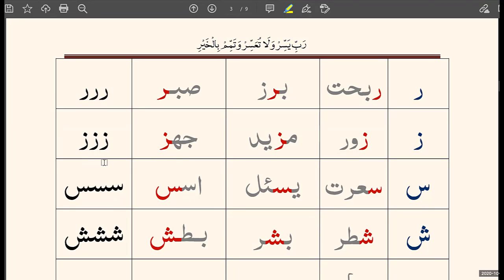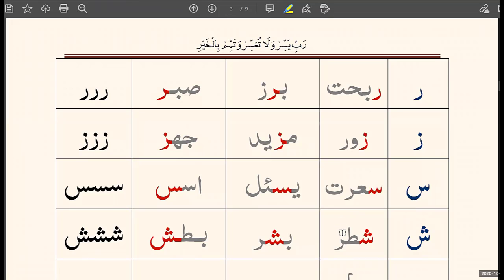Za. Okay, good. So za is the fifth letter out of 29 in sequence, which cannot be joined to the next in the script. Okay, next. Now you have the third letter of your pronunciation of your turn, and that is sin.